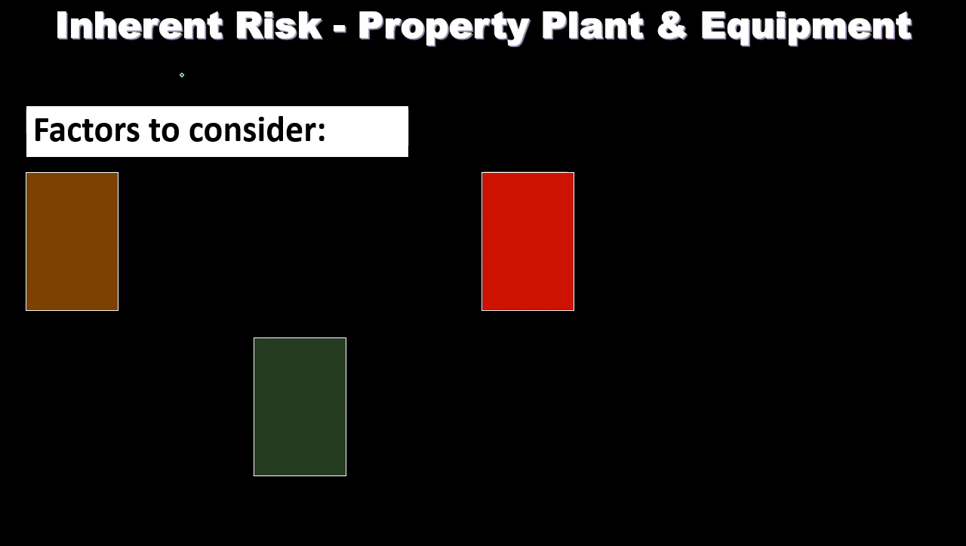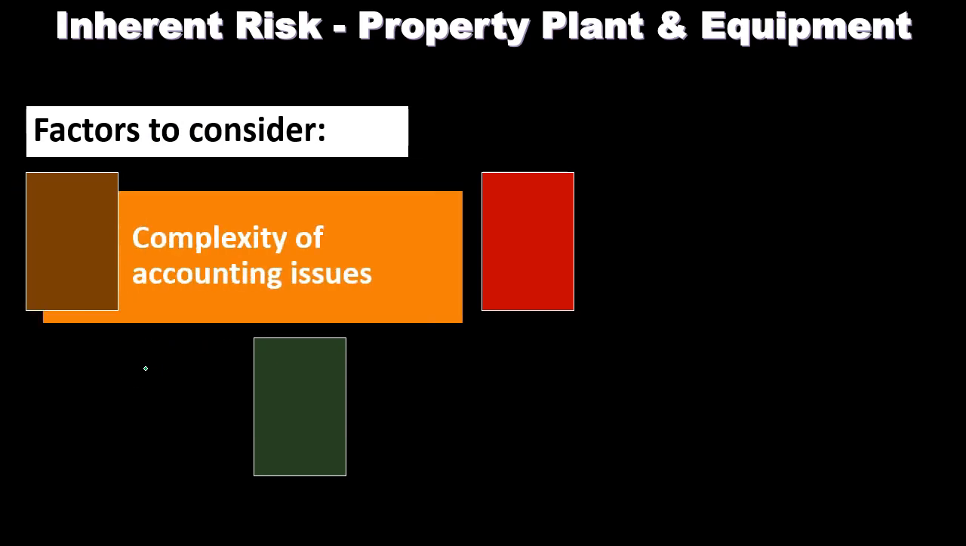We want to consider what the inherent risk factors will be with regard to property, plant, and equipment. Consider the internal controls that the company has put into place, and then how we can do substantive testing related to it. So the complexity of the accounting issues is one thing that we might want to consider with regard to inherent risk.